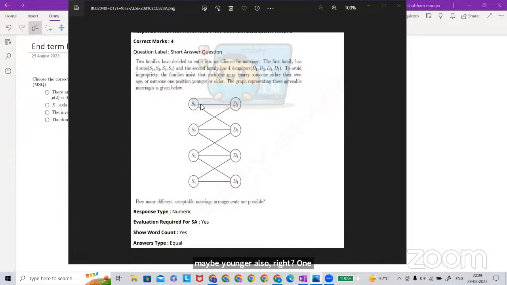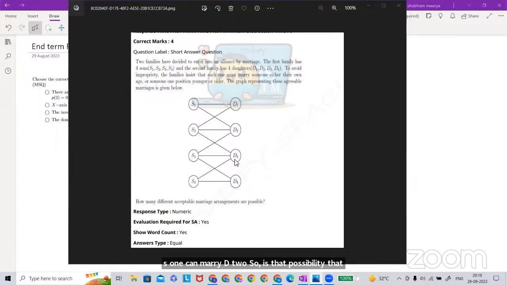So the graph is given, and using the graph we have to count. S1 can marry D1 and S1 can marry D2 also. And S2 can marry D1, D2 and D3. So that means S2 is of the same age or maybe younger. So S1 can marry D2. Is there a possibility that S1 can marry D3?